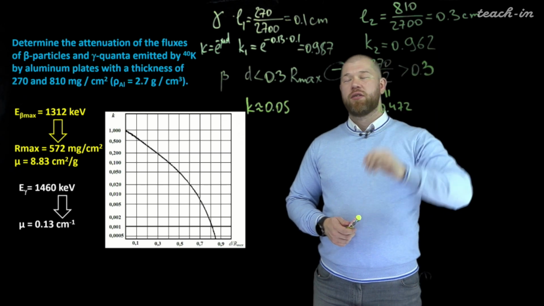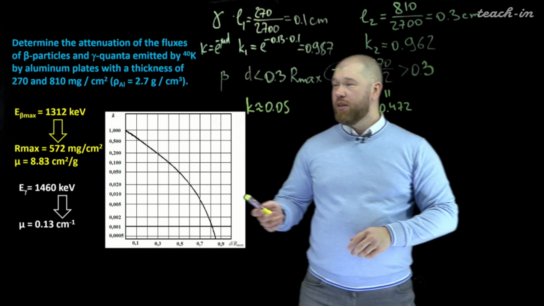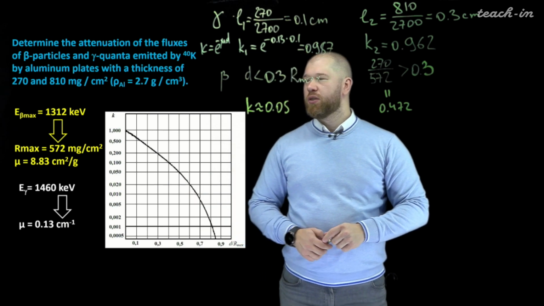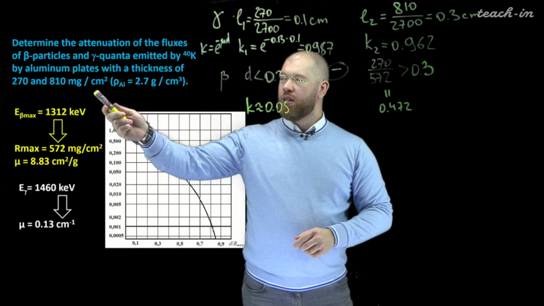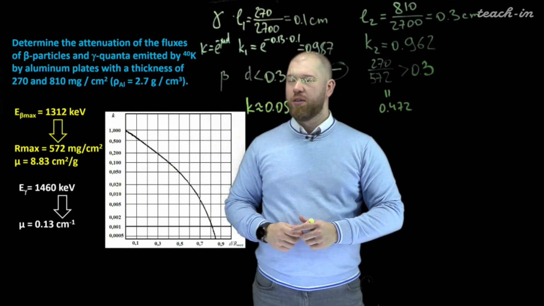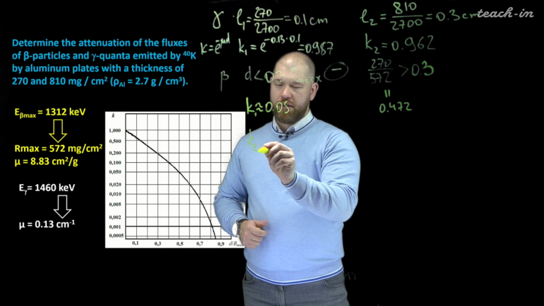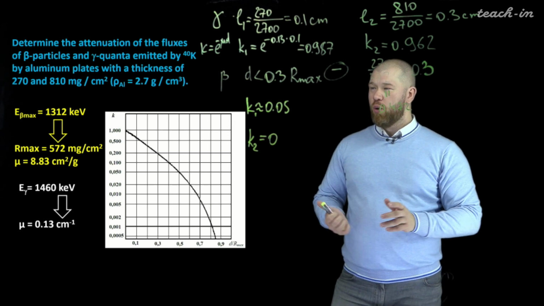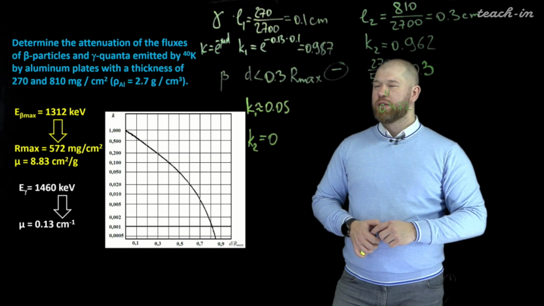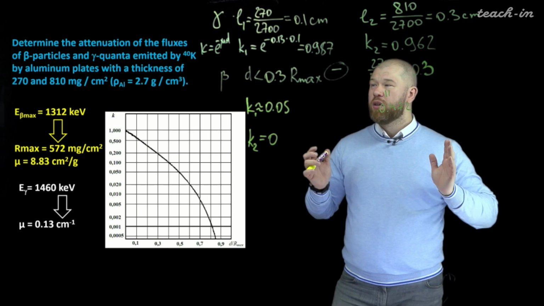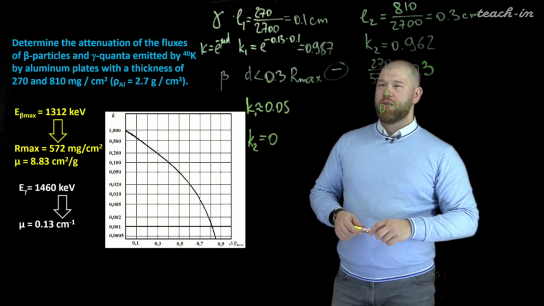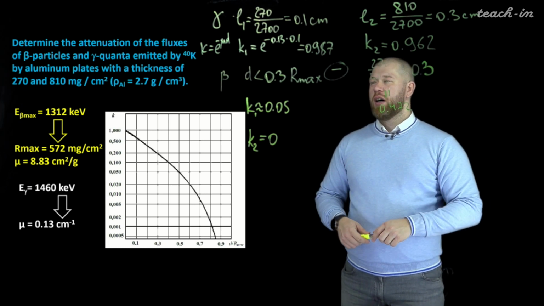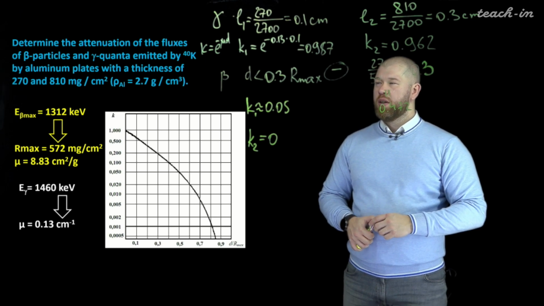And what about the second screen with the thickness of 3 millimeters? We can see again that the maximum range of these beta particles is only 572 milligrams per square centimeter, and this second screen has a thickness larger than this maximum range. That means that in this second case, the K value will be equal to 0. That means that no beta particles can go through this screen. So 100% of beta particles will be stopped. Again, it is quite an illustrative example of how different particles, beta particles and gamma quanta, are stopped by the same material with the same thickness.